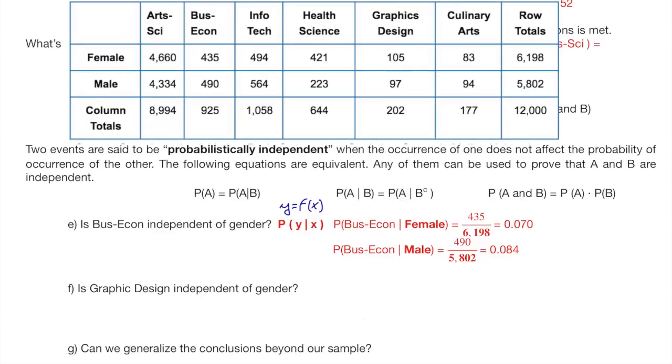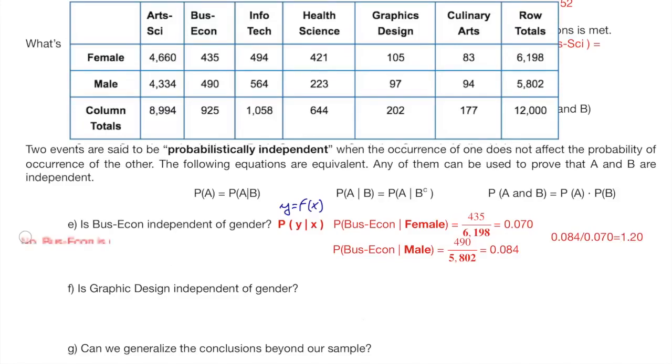The probability of business economy given female is 0.070. The probability of business economy given male is 0.084. Obviously, this second probability is bigger, so men are more likely to study business economy than women. We can quantify how much more. If we divide the big number by the small, we get how many times the big number is as big as the small. This is 1.20.